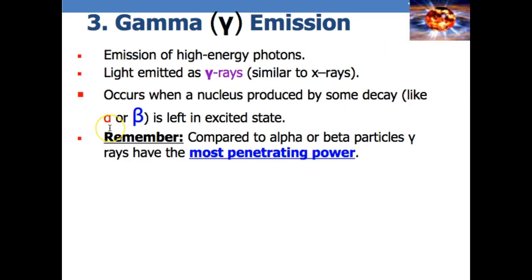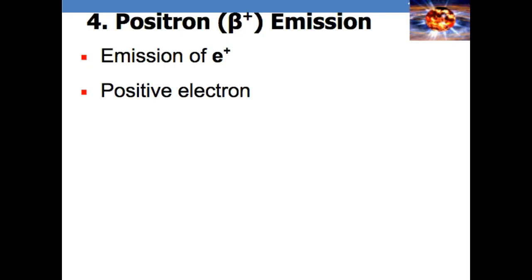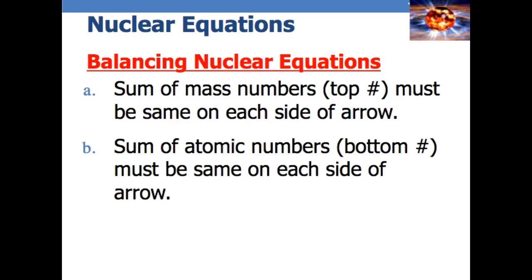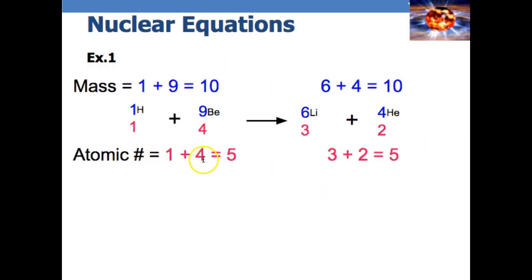We also have gamma emission, where you release a gamma particle, and positron emission, where you release a positron, which is basically just a positive electron. So in general, any of these reactions where we release an alpha, beta, positron, or gamma radiation, we need to make sure that we're balanced in terms of mass and charge. The sum of the masses, the top numbers, must be the same on each side. So if I have a mass of 12 on the left, I need a mass of 12 on the right. Same thing with atomic numbers. Whatever the sum of the atomic numbers is on the left, the sum has to be the same on the right.